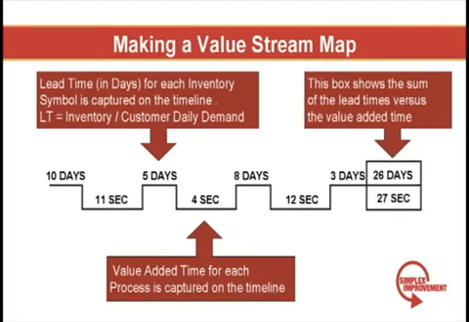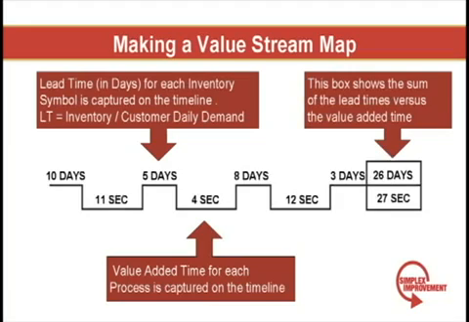Now, this is a timeline that goes across the bottom of the map. The high points represent the lead time, in this case in days, of each inventory symbol that is captured on the timeline. Lead time equals inventory divided by the customer demand. So, for example, if there are 200 pieces of WIP with one fold and the final customer wants 20 planes per day, then the top line at the end of fold station 1 would be 200 divided by 20, which equals 10 days. The lower points on the timeline represent the value added time of each processing step.